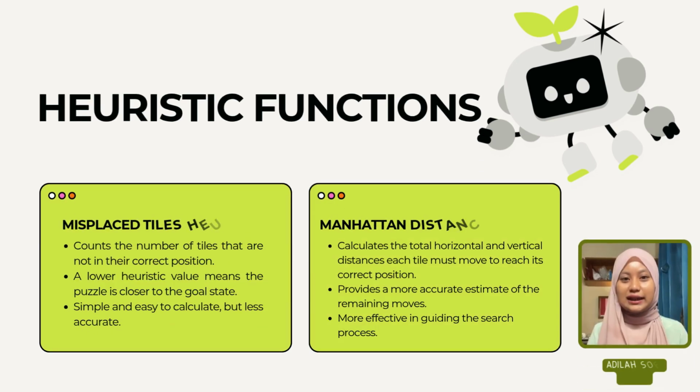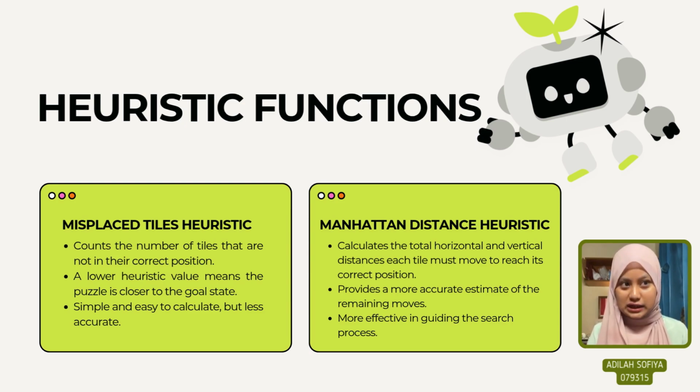Okay, so the first heuristic is misplaced tiles, which counts the number of tiles that are not in the correct position. The smaller the value, the closer the puzzle is to the goal state. Although this heuristic is simple and easy to calculate, it is less accurate. And the second heuristic is Manhattan distance. This heuristic calculates the total horizontal and vertical distance each tile needs to move to reach its correct position. Because it gives a more accurate estimation, it is more effective in guiding the search process.